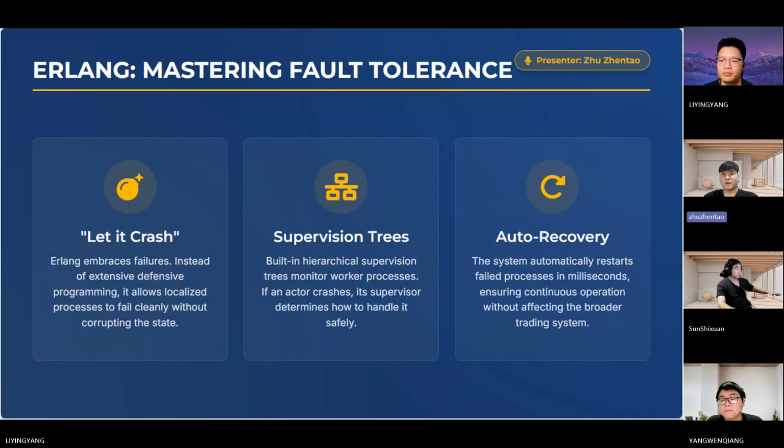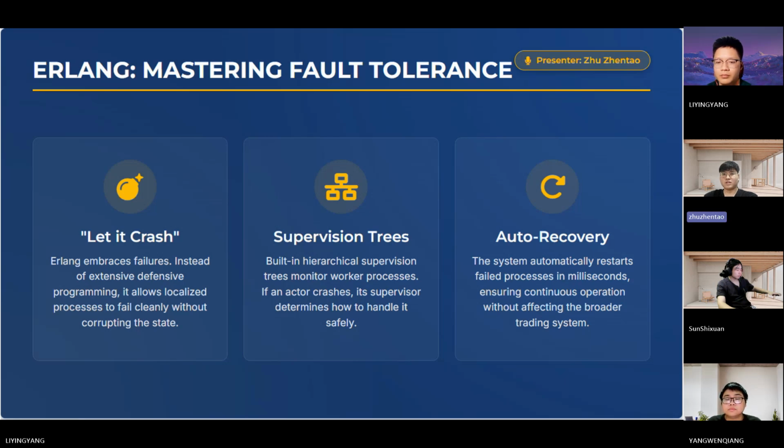And this slide is about how Erlang handles system failures. The most important idea in Erlang is called "let it crash." At first, the sentence may sound strange, but it does not mean Erlang ignores the problem. It means that when a small problem happens in one area, the process can stop safely. Then the system can restart it again. That is better than letting the whole system become stuck or crash later.